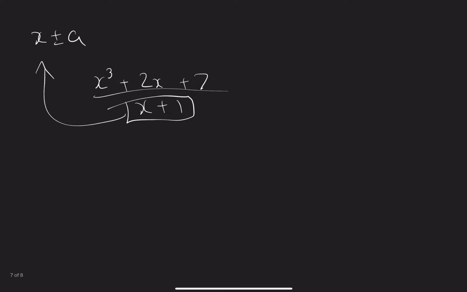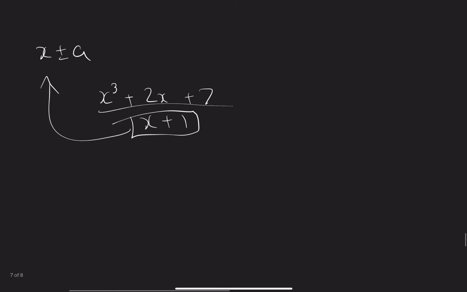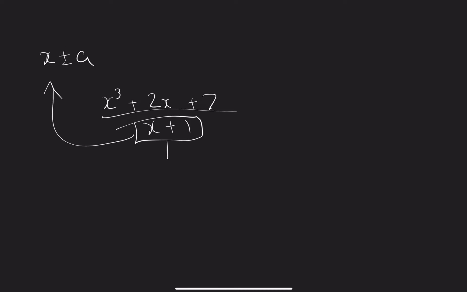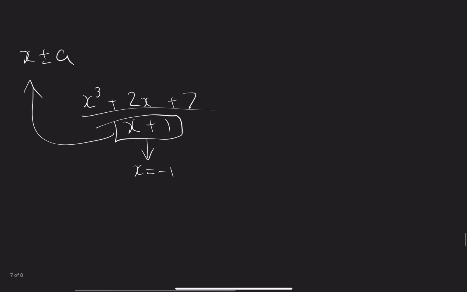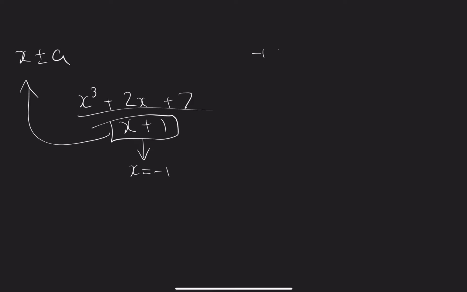So how we want to set this up is, first we want to work out the root, or the zero, of our divisor. So that's essentially just when x plus 1 is 0. x plus 1 is 0 when x is negative 1. So put the negative 1 there, and then we want to draw something like this.